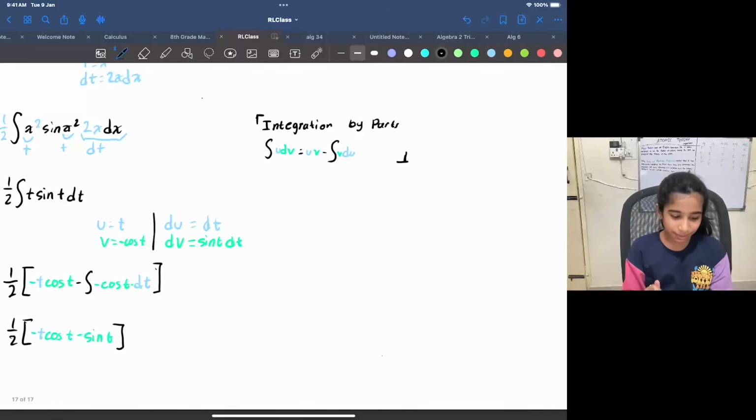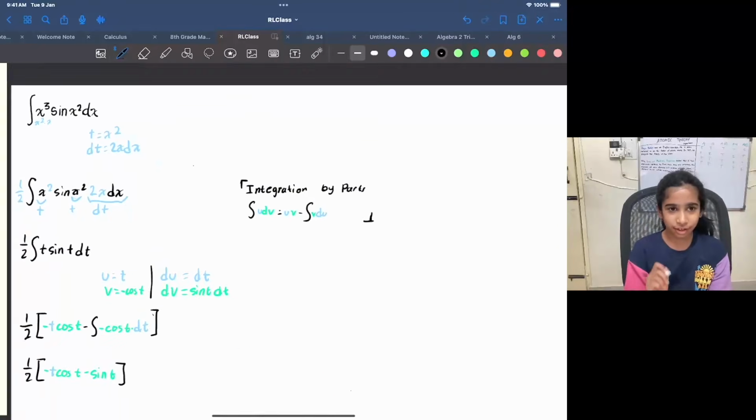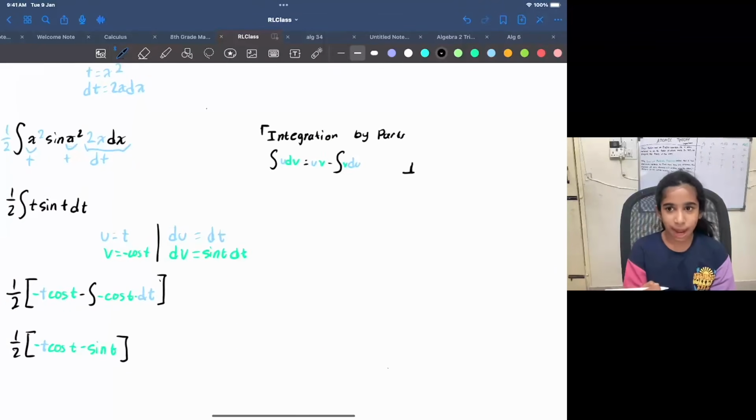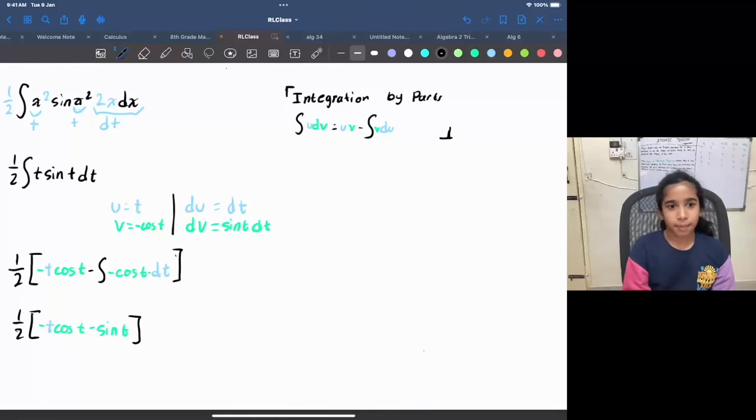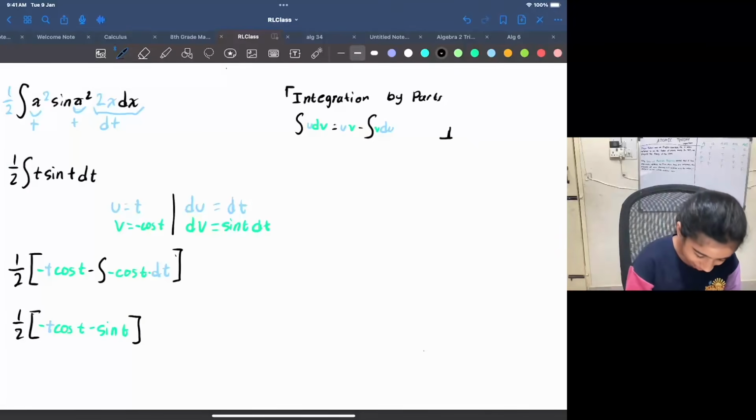We actually set t equal to x squared, so we gotta substitute back. So that's what I'm going to do right now. Okay, so 1/2.